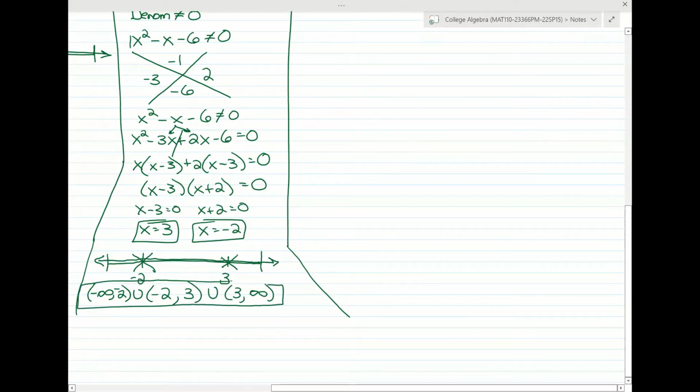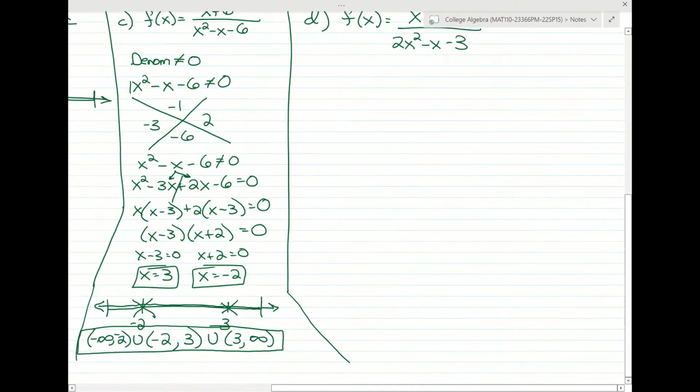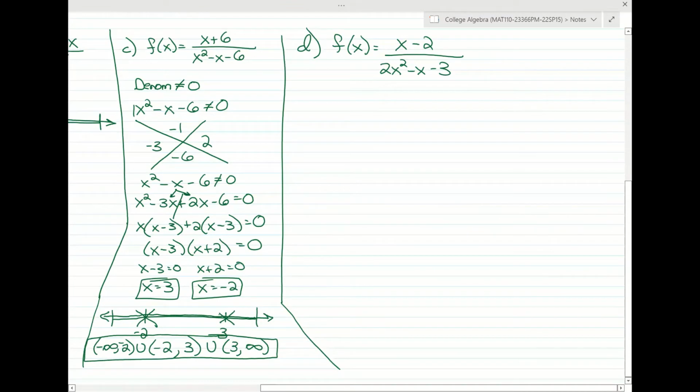Once you figure out what x is equal to, we want to draw the number line and omit those from the domain. Let's do the same thing with this last problem, and then we'll move on to a different topic.